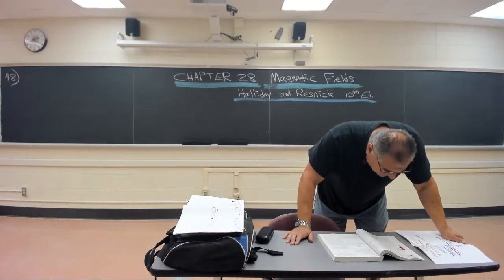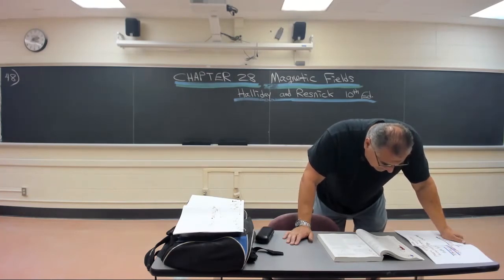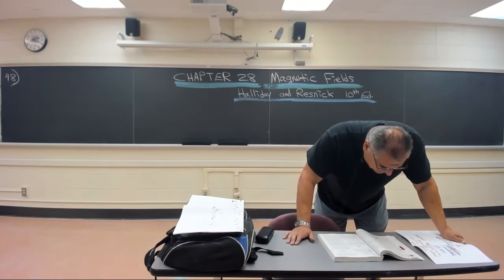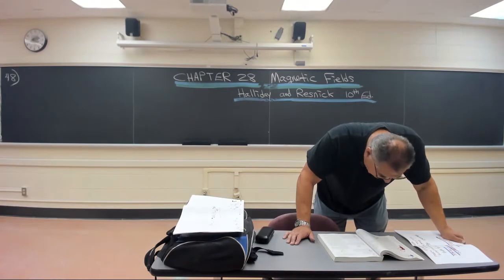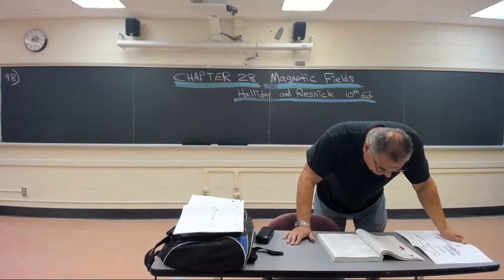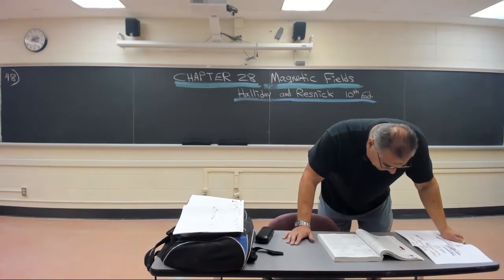For problem number 48, in chapter 28, pertaining to magnetic fields, the problem says: a long rigid conductor lying along an x-axis carries a current of 5 amps in the negative x direction. A magnetic field, B vector, is present, given by B vector equals 3 i hat plus 8 x squared j hat, with x in meters and B vector in milliteslas. Find in unit vector notation the force on a 2-meter segment of the conductor that lies between x equals 1 meter and x equals 3 meters.